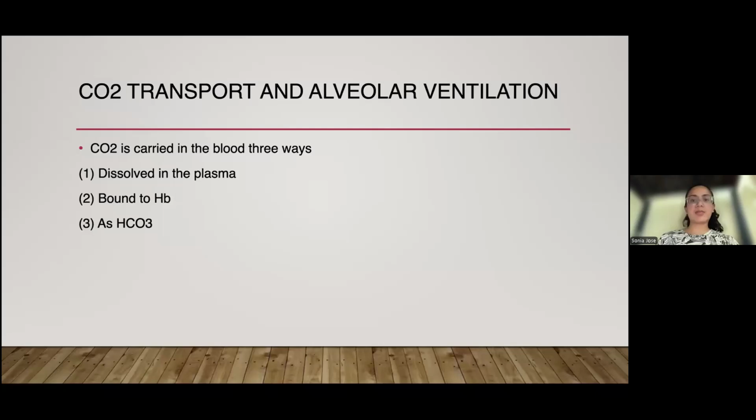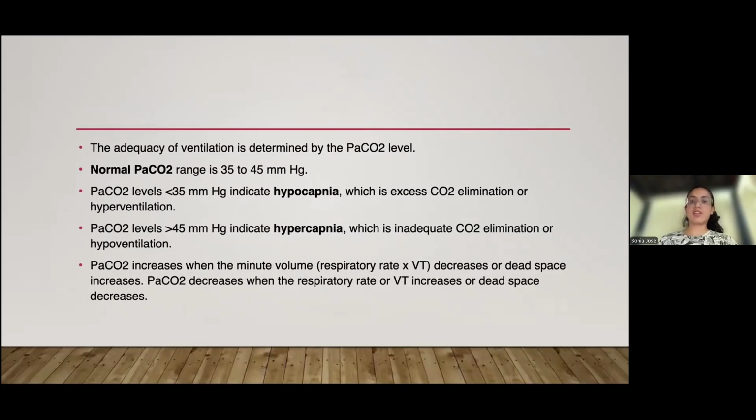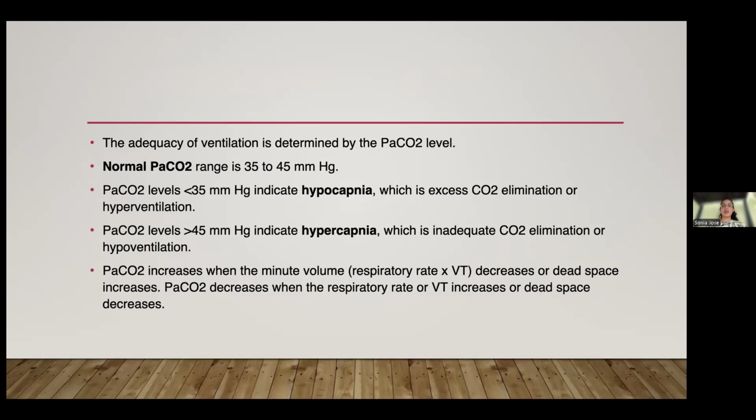So when we think about alveolar ventilation, we always know it is about the PaCO2 levels. The adequacy of ventilation is determined by the PaCO2 level, and the normal range of PaCO2 is 35 to 45 mmHg. So PaCO2 of less than 35 mmHg is called hypocapnia. We all know that. It is caused by increased respiratory rate, that is excessive CO2 elimination or hyperventilation. PaCO2 levels of greater than 45 mmHg indicate hypercapnia, which is inadequate CO2 elimination by reduced respiratory rate or hypoventilation.